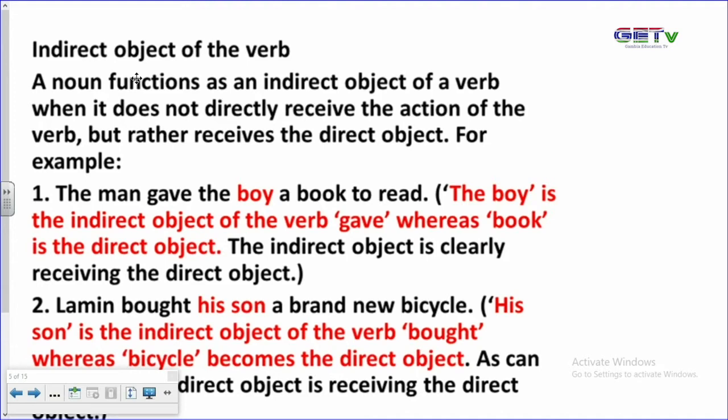What makes it an indirect object? Because it does not receive the main action. The main action is received by the bicycle. This is Lamin who did something. What did he do? He bought. What did he buy? A new bicycle. So that's the direct object. So we move on.